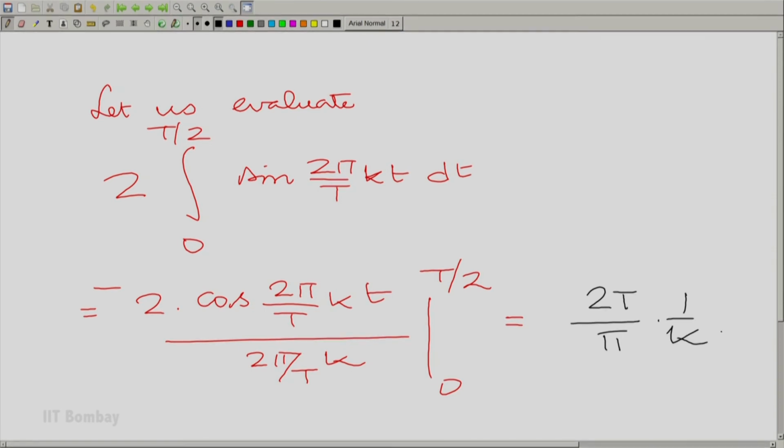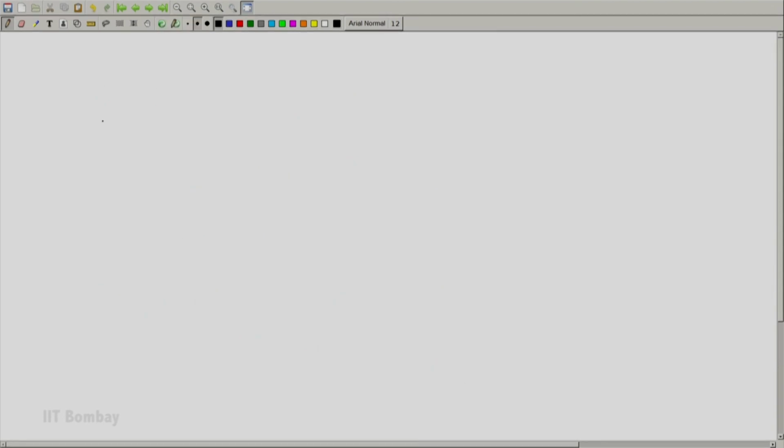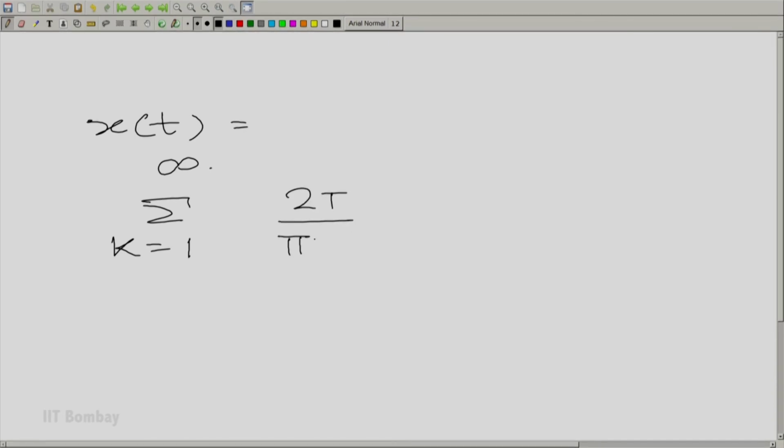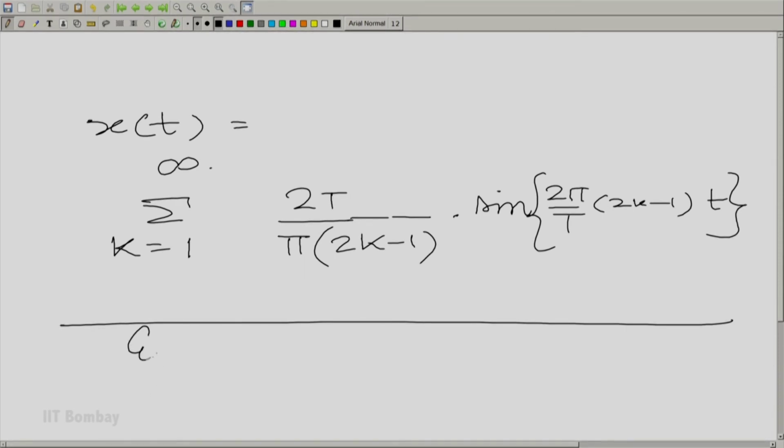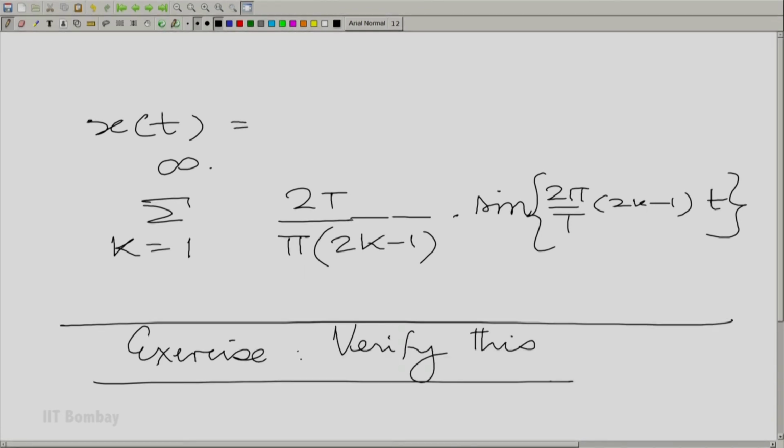And all in all, what we have is x(t) is therefore the summation, k going from 1 to infinity, of 2T by pi into 1 over 2k minus 1, sine. This is the complete expansion. I leave it to you as an exercise to verify this.